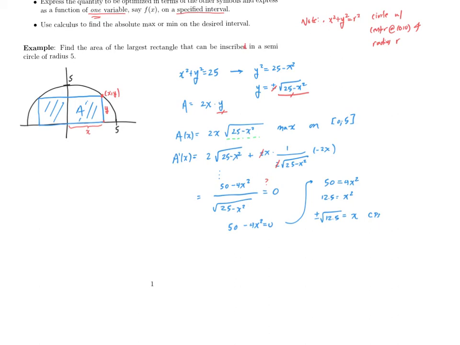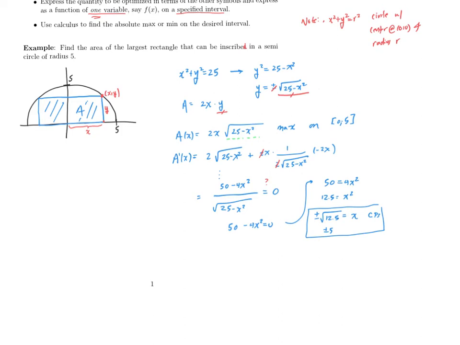Now, note, are there any other critical points? And the answer is, yeah. If we look at our original function, its domain would be any input between minus 5 and positive 5. But if we look at our function A prime of x, it's undefined at plus or minus 5. So I'll go ahead and throw in here that plus or minus 5 are also critical points. It just turns out they do not have an effect on this problem because 5 is already the endpoint of our interval and minus 5 is not in it.